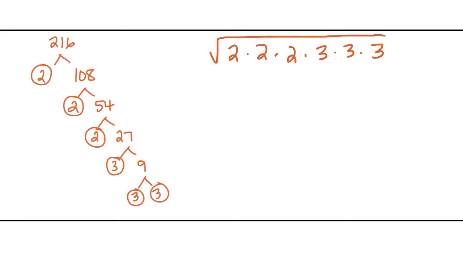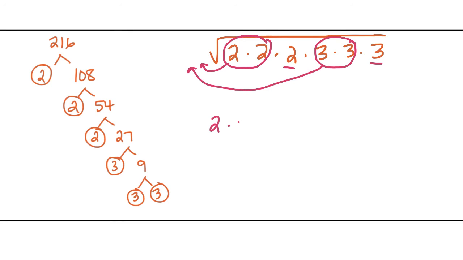Okay, so next step says that we're going to make groups of 2 of like numbers. So here's a group of 2 2s and a group of 2 3s. Now I have a 2 and a 3, but I can't put them together because they are not the same number. You can only group them if they're the same number. So now the groups can move to the outside of the radical symbol. So I had a group of 2s and a group of 3s. Then on the inside, the ones that stayed by themselves. So I also had a 2 and a 3.